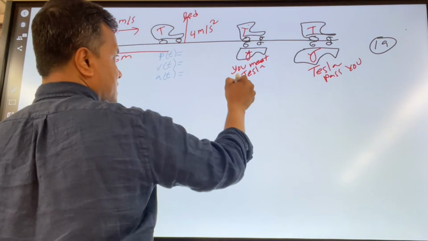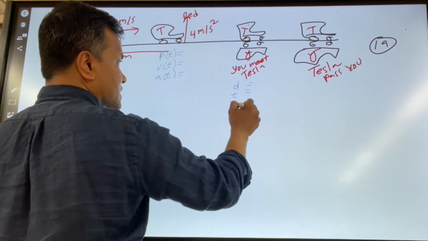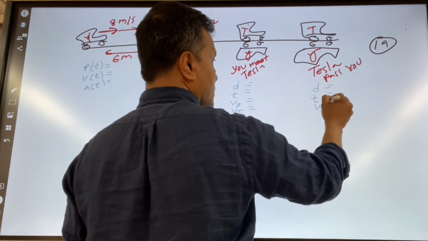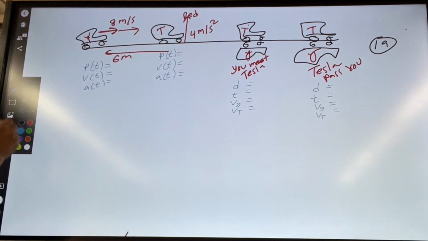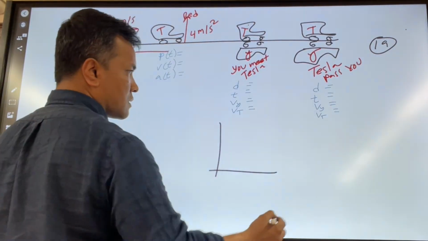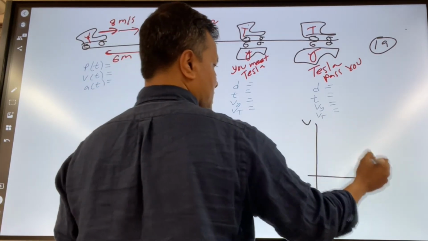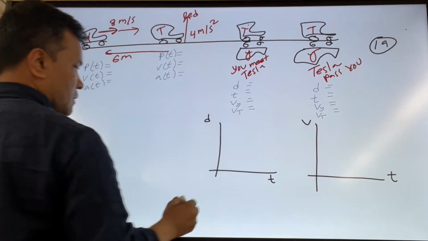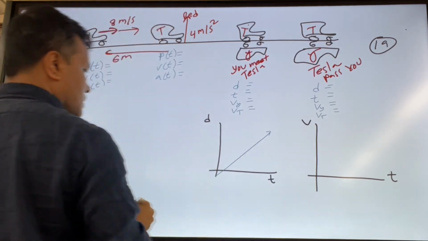I want you to find the d t v u v Tesla. Also, I want you to draw some graphs. This is distance versus time. This is velocity versus time. So the Tesla would be, this is U, and this would be Tesla.